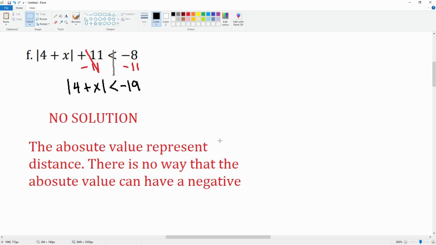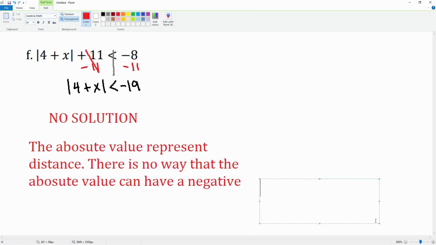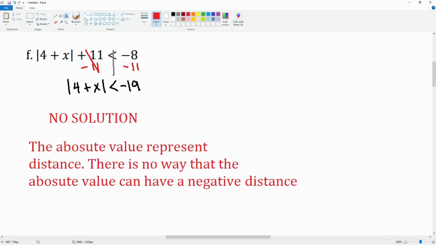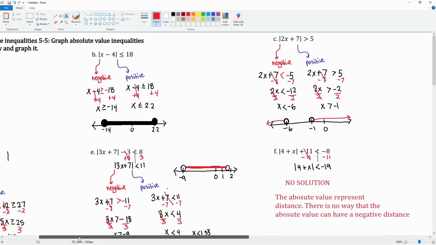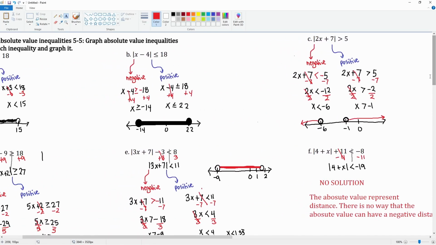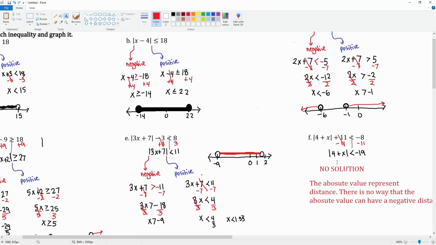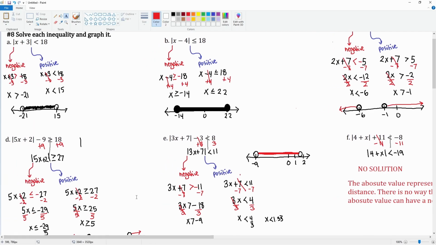The absolute value here represents a distance. There's no way that the absolute value can have a negative distance, of negative 19 for this case. All right, but there you go. So everything worked. The only issue is that F is a no solution. A lot of you try to get F as having a solution, but there's no way you can do it. All right, so there you go. These are all your solutions.